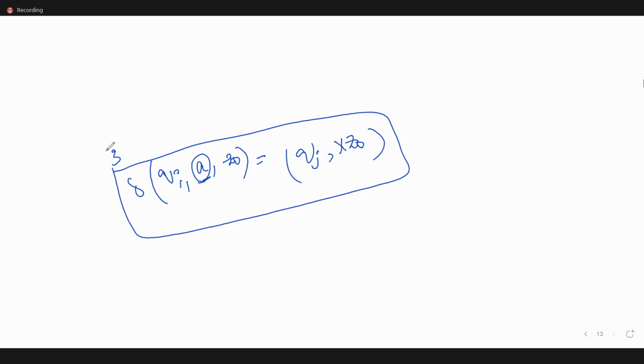Any doubts regarding this? Please let me know your doubts. If you understand this transition function, then only we can construct the push down automata. If you are clear with this, then we'll move on to the language and we can construct the automata.